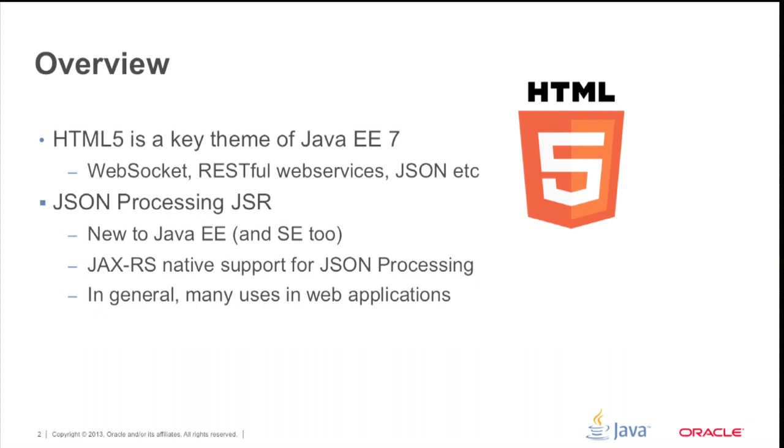Java EE 7 supports JSON processing. This is new to Java EE. And this processing also has good support in JAX-RS. JSON is not only used in web applications, but it could be used in many other areas.